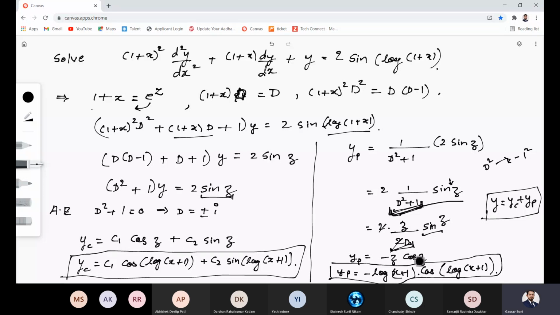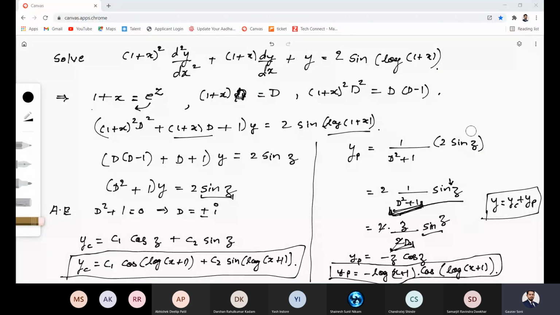Okay, so that's all for today. We have actually completed our first module. In the next lecture, we need to start with the second module. So before that, we'll solve some more examples, one or two examples on this Cauchy-Legendre equation, just for understanding.